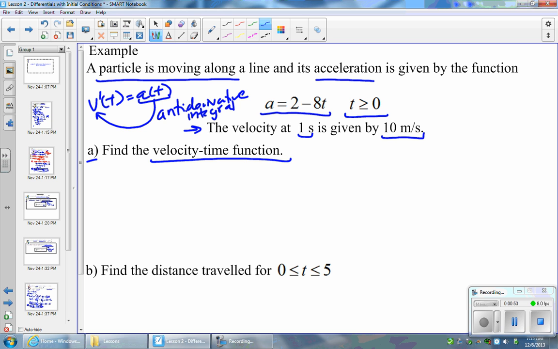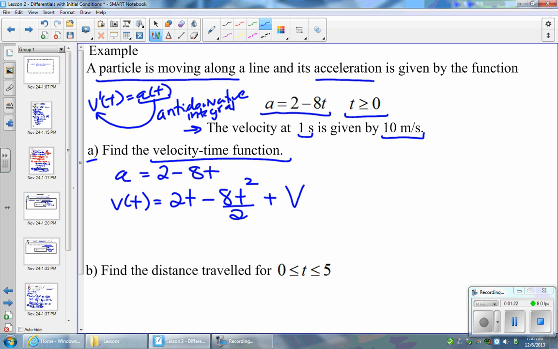Okay, so let's go ahead and do that first. I'm going to actually start with the function itself. So a is equal to 2 minus 8t, and I want to find the velocity function, so I'm going to take the antiderivative of this function. So I'm going to write it as v of t is equal to 2t, the antiderivative of 2 minus 8t, all squared divided by the new exponent of 2, plus the initial velocity, so v naught. This acts as our constant. So remember, like I said in class, when you take the antiderivative, please don't forget the constant.